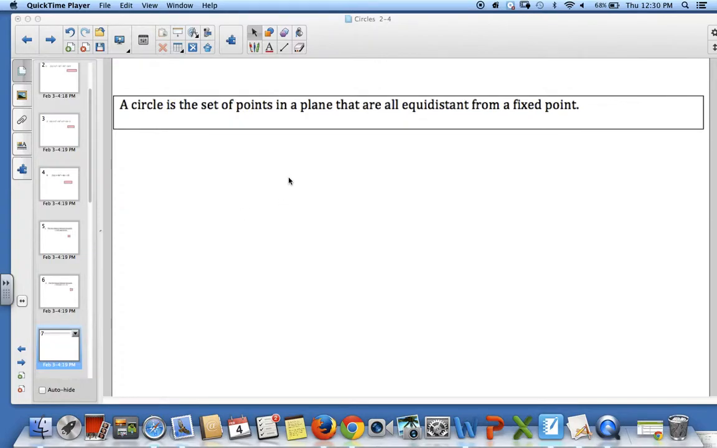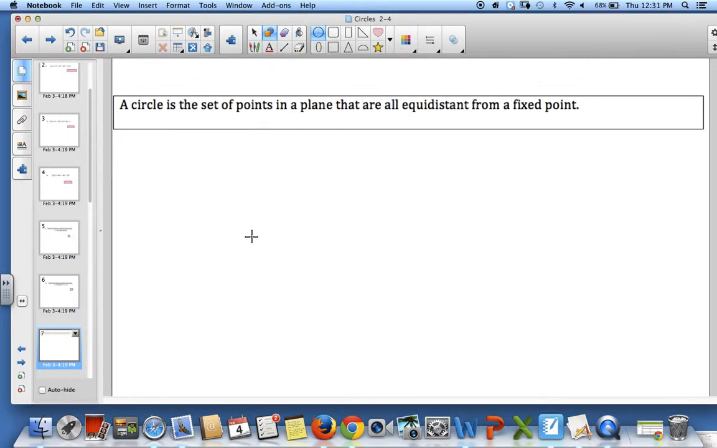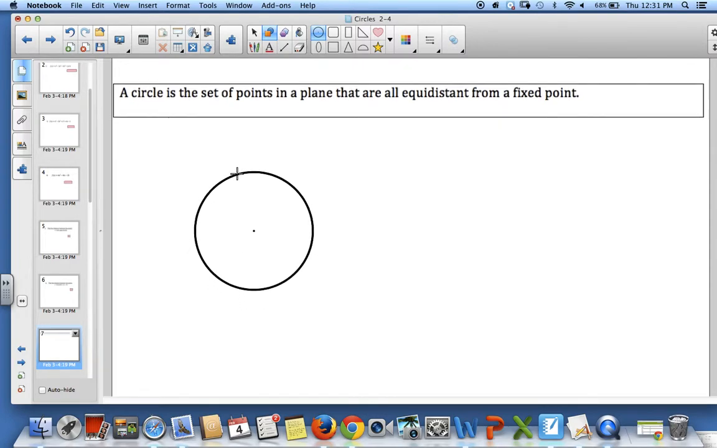Okay, here we're going to talk a little bit about circles and what is a circle. A circle is a set of points in a plane that are all equidistant from a fixed point, a plane being a flat surface. So basically, let's draw a picture of a circle. So this is what a circle might look like.